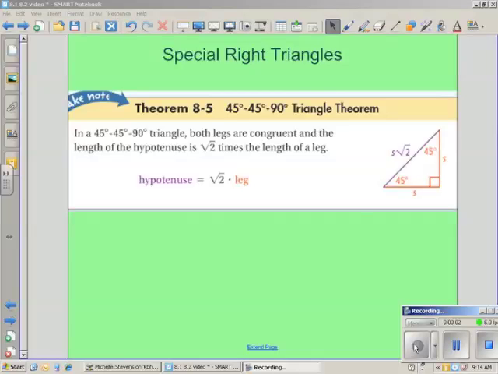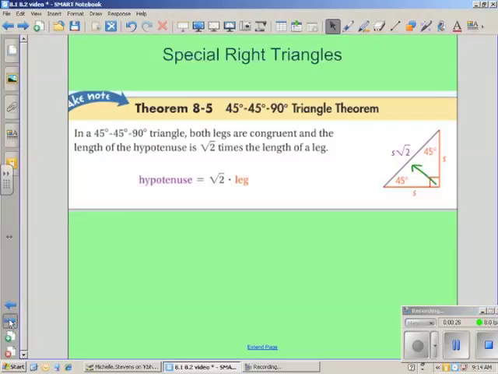In this lesson, we'll be learning about special right triangles. In a 45-45-90 degree triangle, both legs are congruent and the hypotenuse is radical 2 times the length of the leg. To remember where the hypotenuse is, not only is it the longest side of the triangle, but it always sits directly across the 90-degree angle.